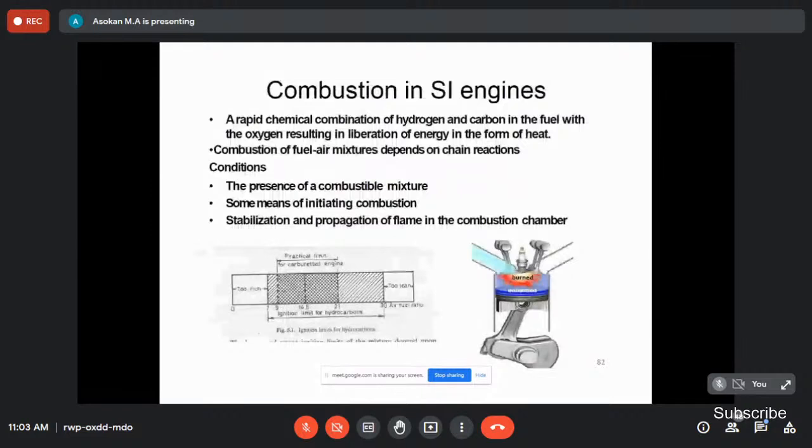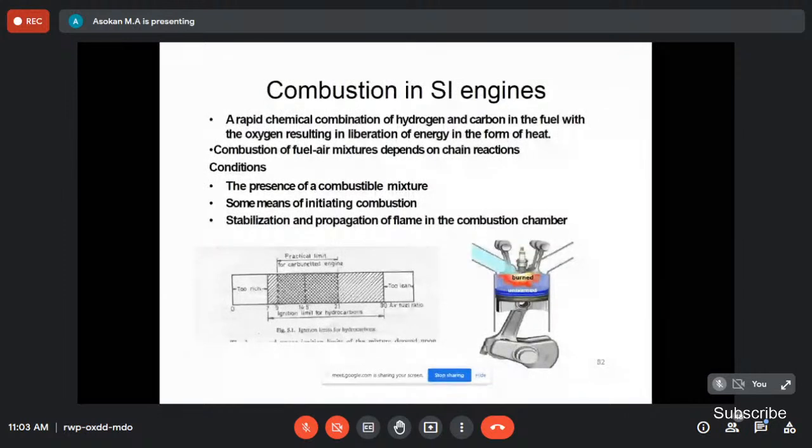See, the combustible range I already told you. It is for hydrocarbon fuels. The ignition limit of the hydrocarbon is an air fuel ratio of 7:1 to 30:1. It's a theoretical range.